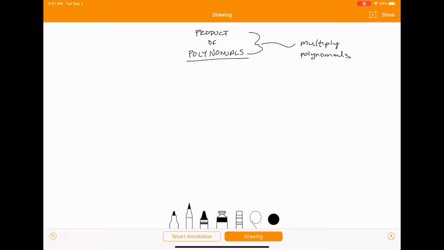So there are a few different methods for how to multiply polynomials. The first is by using a table. Then there is the horizontal method. And then there's also a vertical method. And then along with these three methods, there are also special products that we'll also talk about at the end.